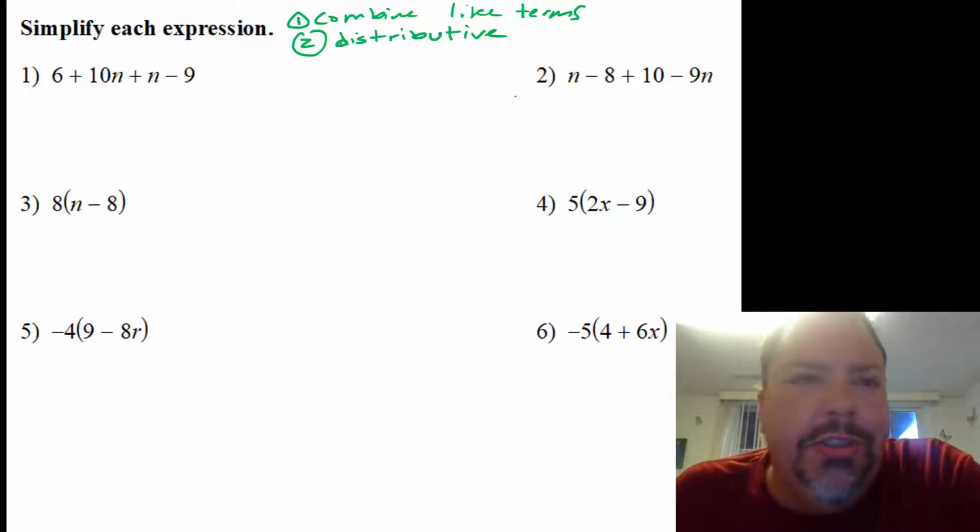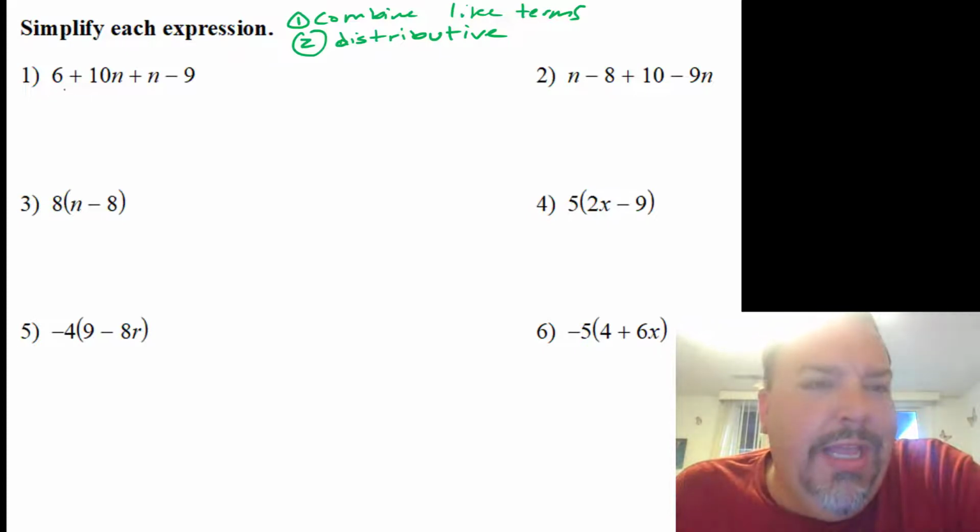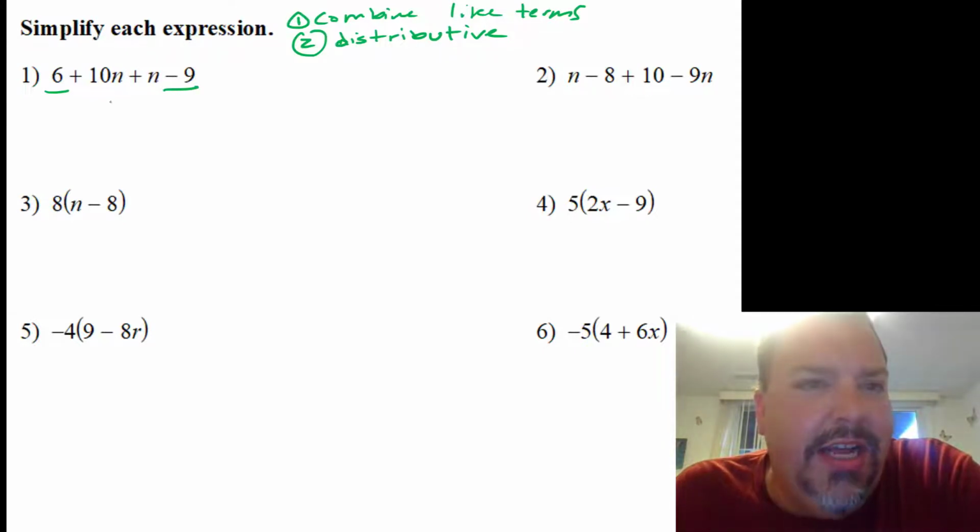So for number 1 and number 2, the only thing we can do here is combine like terms. And again, I'm going to use my underlining technique here. So I got a constant of 6, I got a constant of -9, and then I've got a variable term of 10n, another one of n. And if you just see a variable by itself, it does have an invisible coefficient, so you could write a 1 there if you wanted to.